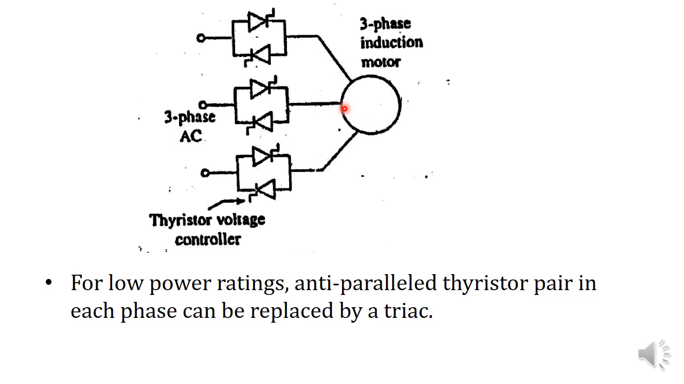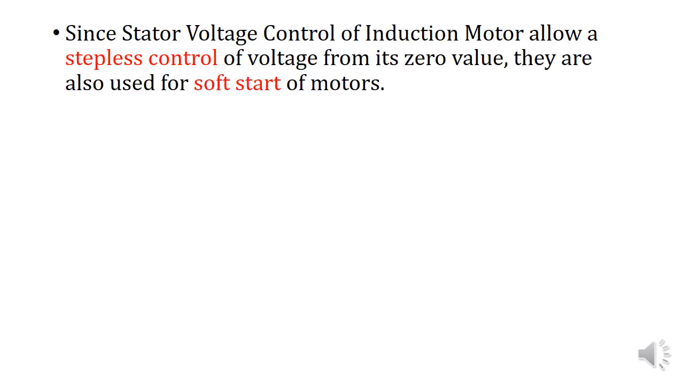If this motor has a low power rating, then you can use three triac controllers instead of anti-parallel SCRs. The stator voltage control method is also used for soft starting of motors. This is because the stator voltage control method allows a stepless or smooth control of input voltage from zero value to a desired value. So this method can be used for soft starting of motors.